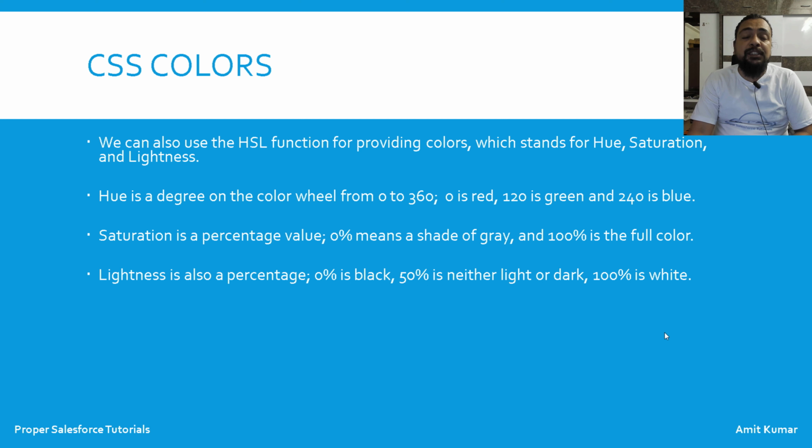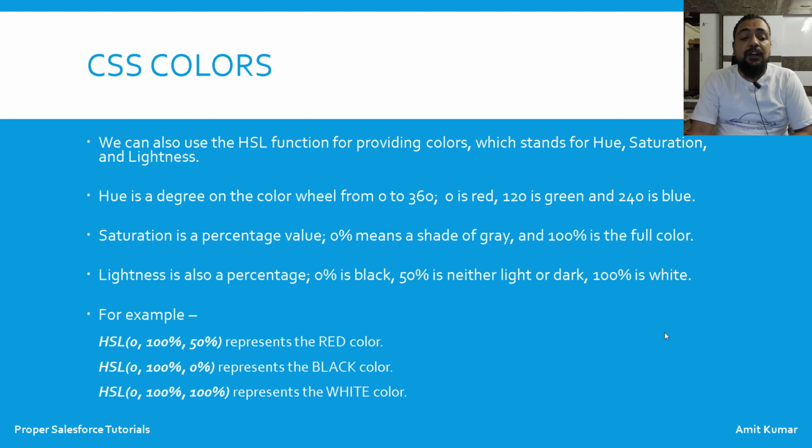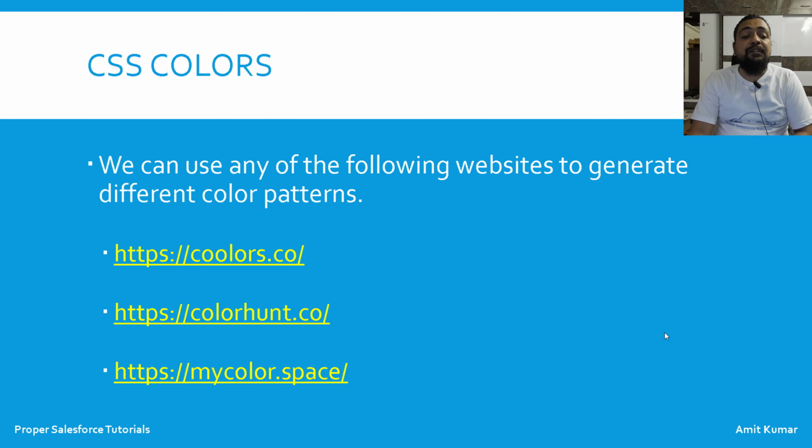Lightness is also a percentage between 0 to 100%. 0% is black, 50% is neither light nor dark, and 100% is white. For example, HSL 0, 100%, 50% represents the red color. HSL 0, 100%, 0% represents the black color, and HSL 0, 100%, 100% represents the white color. We can use any of the following websites to generate different color patterns for us, like coolors.co, colorhunt.co or mycolor.space.